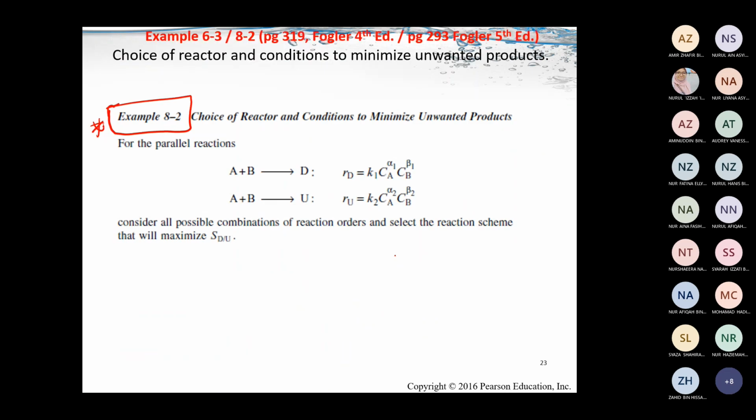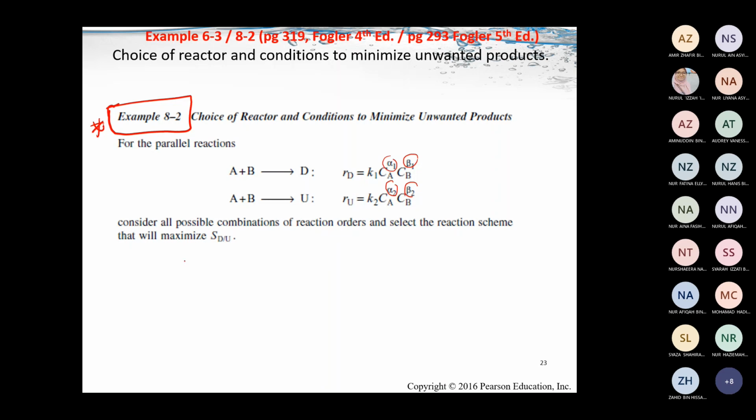So example 6-3, from the formula, we will study case by case by looking at the alpha here. For selectivity, you look at the alpha case by case. For the parallel reaction, we have two kinds of reactions. Consider all possible combinations of reaction orders and select the reaction scheme that will maximize STU. From here you can analyze the best option of reactor selection to maximize STU. So you have to study the reaction orders one by one.